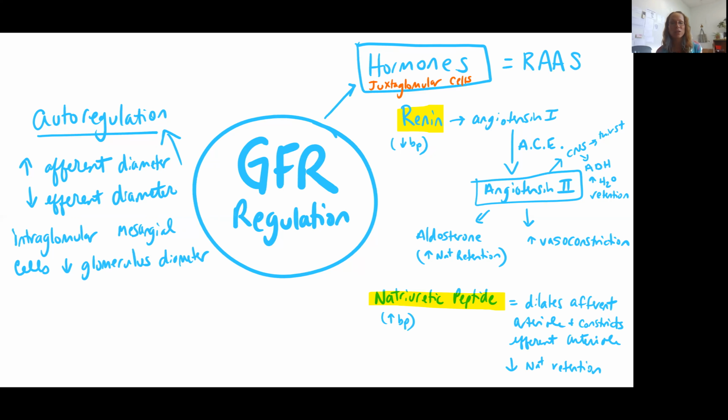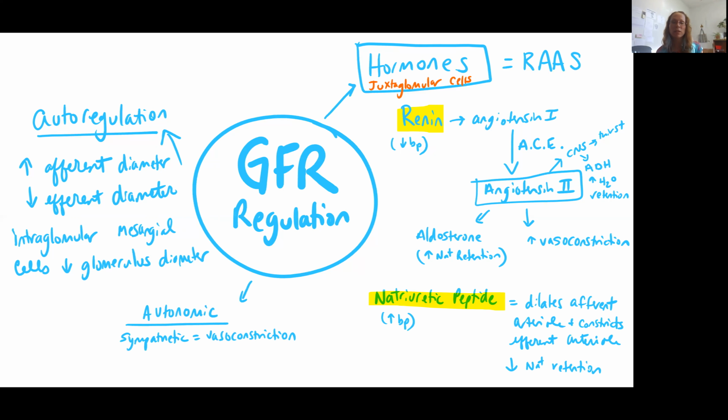If your blood pressure is too high, then you're going to get the release of natriuretic peptide, but this is coming from the heart. This is going to dilate those afferent arterioles and constrict those efferent arterioles, and then also reduce your sodium retention so that you're reducing overall your blood pressure.